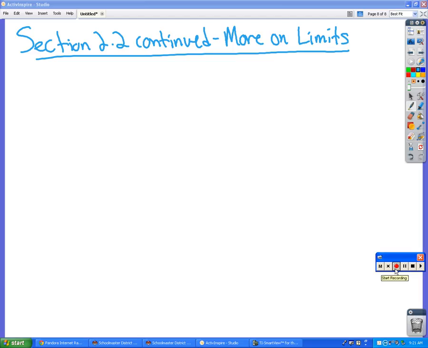Okay, so we're going to spend some more time on limits today. Today we're going to talk about something called a right hand and a left hand limit.